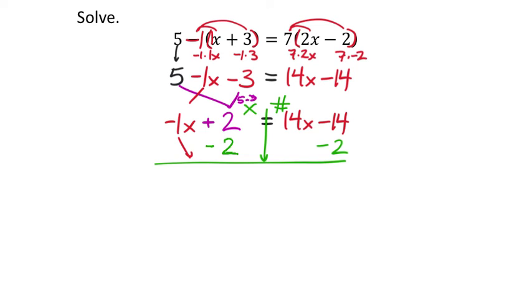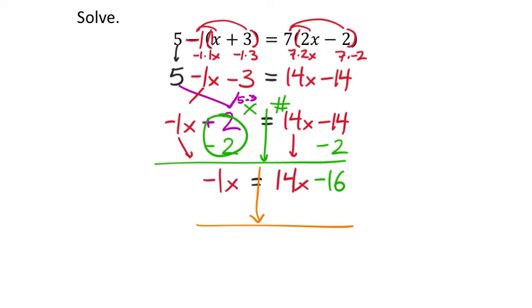So the negative 1x here is going to drop. 2 minus 2, as planned, became a 0, so I can ignore it. And then the 14x drops as well. And then also negative 14 minus 2 would be, I almost forgot my x, but negative 14 minus 2 is negative 16. We're almost there. 2 more principles of equality will do this.